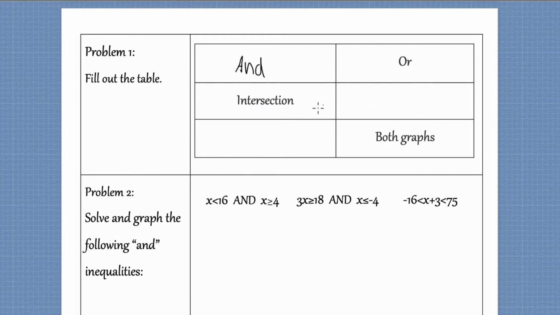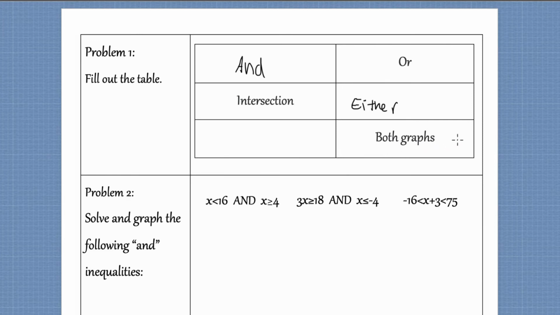For AND inequalities, the intersection of both of the graphs is the solution. But for OR inequalities, we can look at either of the graphs for the solution. So for OR compound inequalities, we look at both of the graphs of the two separate inequalities and we just take all of it as the solution. But for AND compound inequalities, we only look at the shared portion of both of the graphed inequalities for the solution. Now that we filled out our table, let's move on to problem number 2.